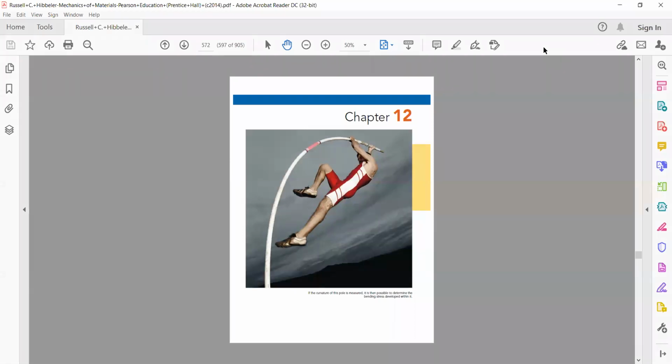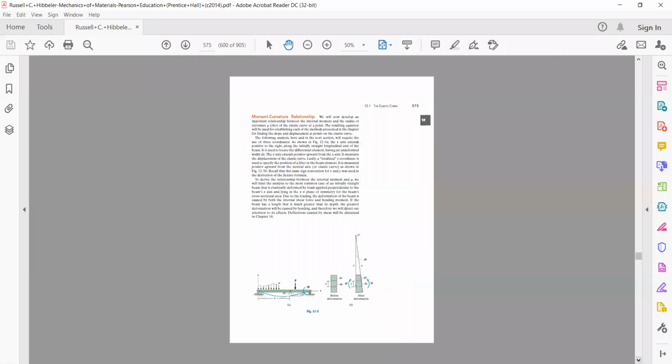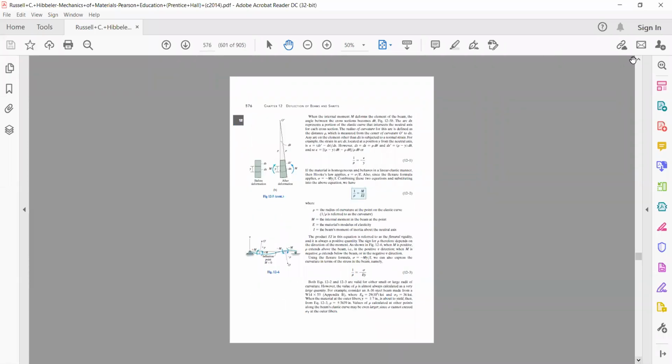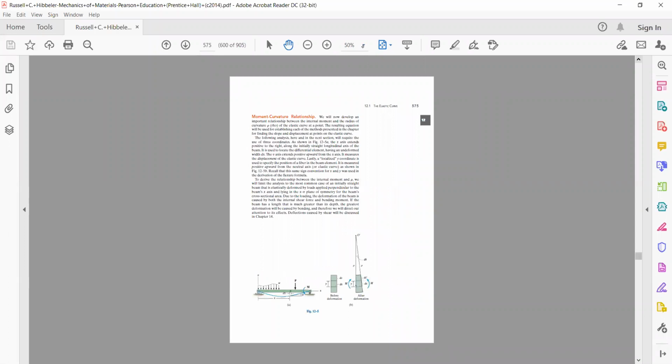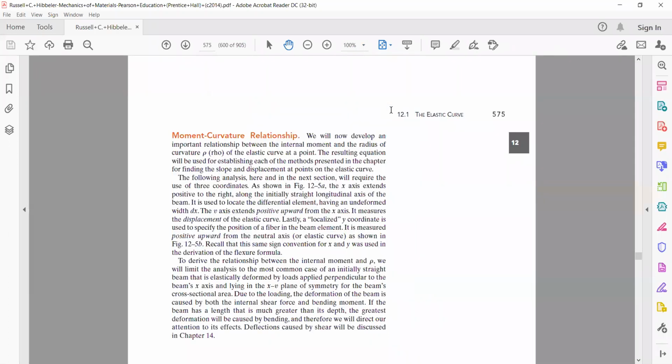Today's class is concerned with the equation of the deflection curve, and today we will derive the equation for the deflection curve. Now, let me go directly to my chapter, my plan for today. Today we are supposed to derive the moment curvature relationship. What do we mean by the moment curvature relationship?